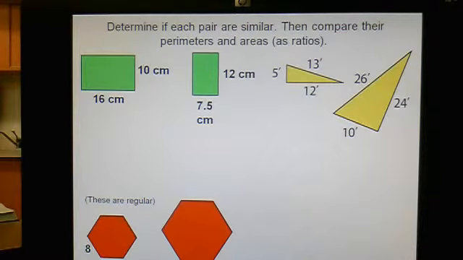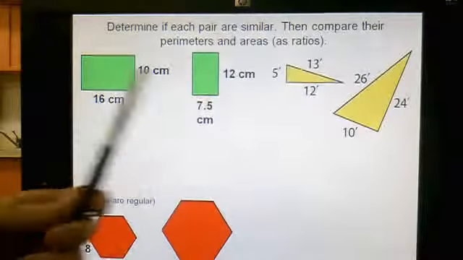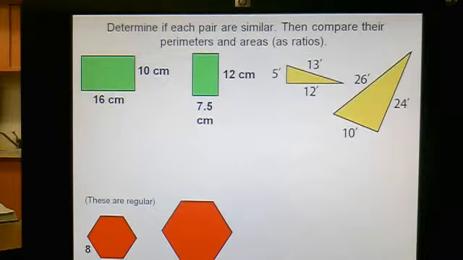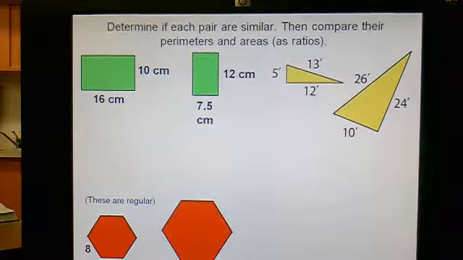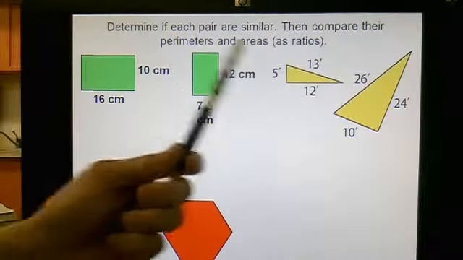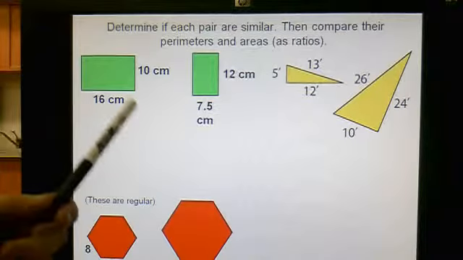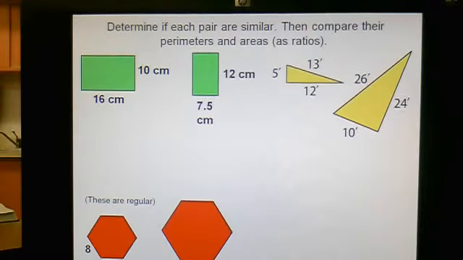For these first couple, I want you to first of all review the word similar and see if these rectangles are similar, see if the triangles are similar, see if these regular hexagons are similar or not. Then compare their perimeters and their areas. And I do want you to try to calculate perimeters and areas on these. Later on, we're not going to be calculating them. We're going to be just answering in terms of ratios, and there's a shortcut we're going to come up with. But for these first couple, do it the long way.